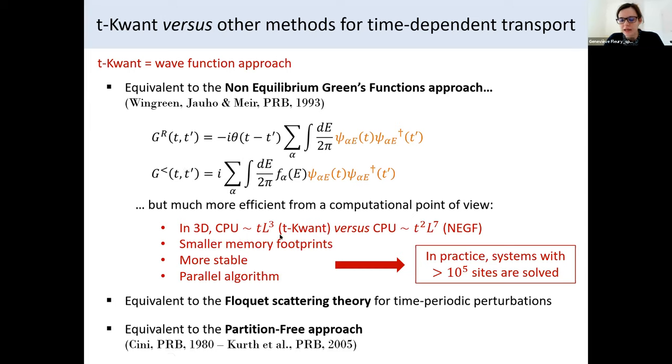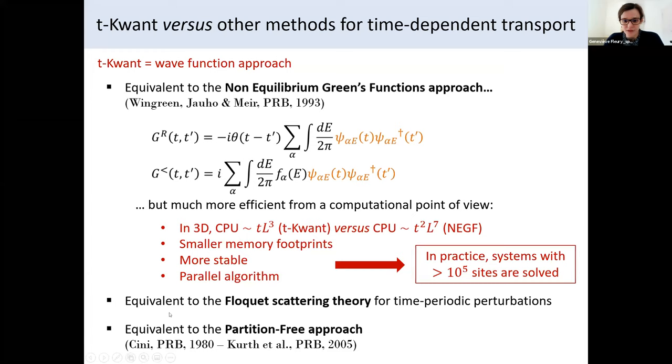And actually, the very first version of T-quant was implemented with Green's function, but it turned out to be completely inefficient. And you can see it here, for instance, for a 3D system of size L cubed, the computation time with Green's function scales as T squared times L to the power 7, while it scales as T times L cubed with the new T-quant, with a wave function approach. So it's much faster, it's also lighter in memory, it's more stable, and it can be easily parallelized. That's why in the end, with the new T-quant, we can deal with large systems with almost millions of sites. And so we can simulate realistic devices which are used in experiments.